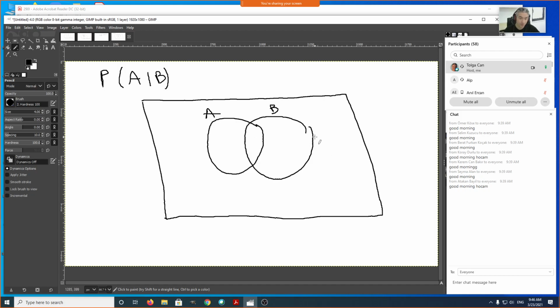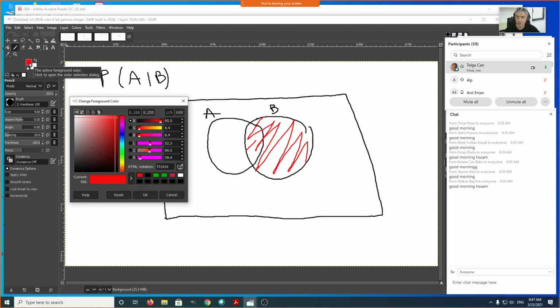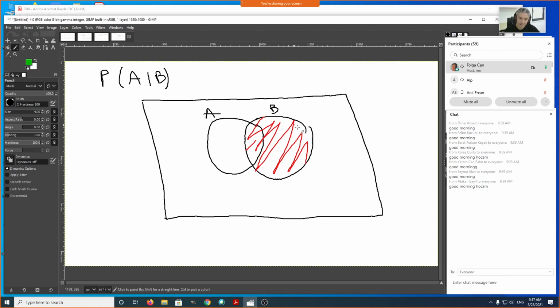If we know that B has occurred, our sample space is now reduced to this red region. This is what this information is telling us. Then what is the probability of A? The probability of observing A in this reduced sample space is now reduced to this region, which contains the outcomes that belong to the event A as well.